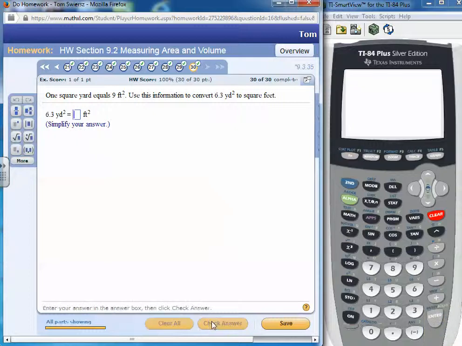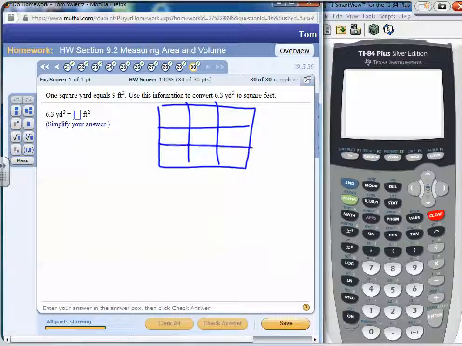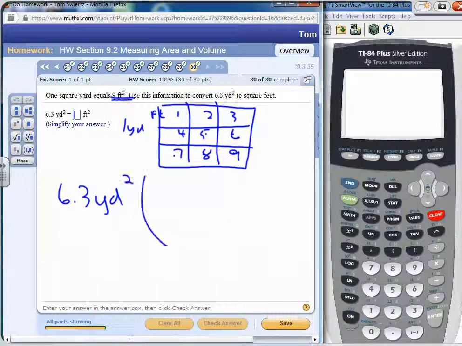All right, and number 30, 6.3 square yards is equal to how many square feet? Remember, the yard is broken up into feet, just like the previous problem. So this is 1 yard, and this is a foot by foot. So you got 3 by 3. So you got 1, 2, 3, 4, 5, 6, 7, 8, 9 square feet in 1 square yard. So that's our conversion, 6.3 square yards. We want to convert to square feet, so that goes in the numerator.